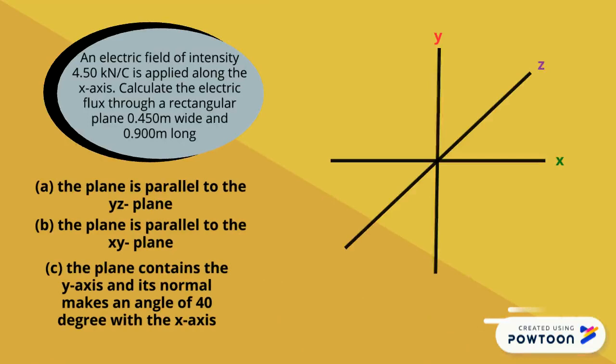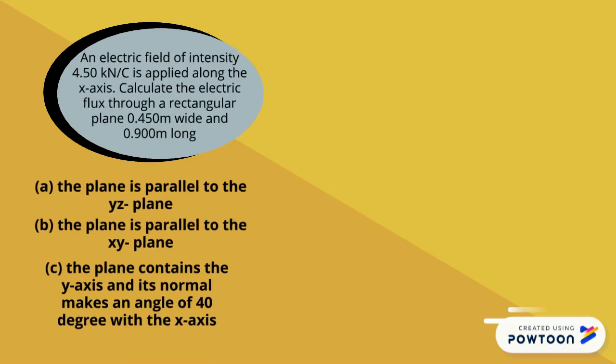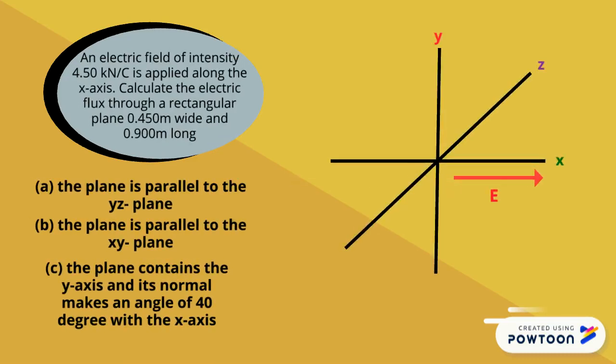So for part B, we have the electric field still pointing along the x direction, but this time the rectangular plane is parallel to the xy plane. And so we're going to attempt to draw a rectangular area that is parallel to the xy plane. And of course, the xy plane is the standard coordinate axis that we're using, and if it's parallel to that plane, then that rectangle might look something like this.